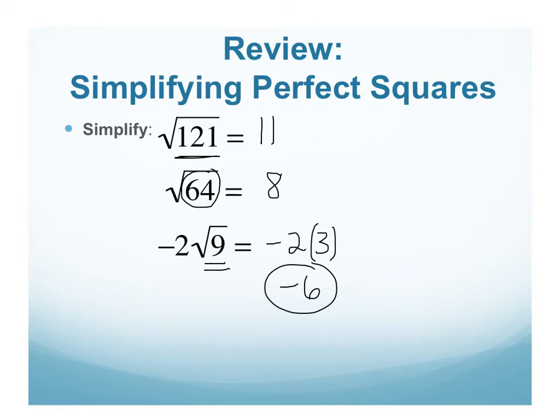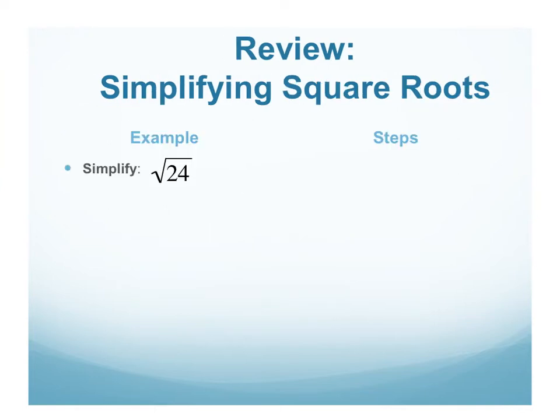We're not always going to have perfect squares, though. Simplifying a radical like this, 24. 24 is not a perfect square. So this is where we're going to write down some steps and then do this example. There are two ways to do this problem. I'm going to show you the way that I prefer, and then I'm going to show you another way that you probably learned last year.